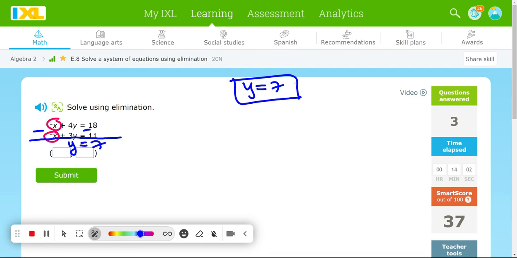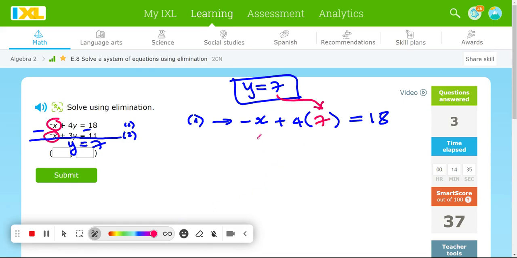Now, you need to find the x. Which equation do you want to substitute into? Both are the same, I guess. The first one is fine. I named them 1 and 2, so in the first equation I substitute: negative x plus 4y equals 18. Instead of y, what should I substitute? 7. I'm almost done. So I come out with negative x plus 28 equals 18. What should I do next?